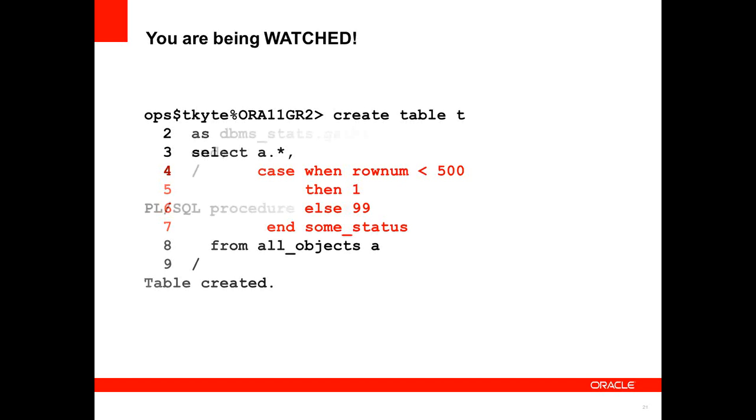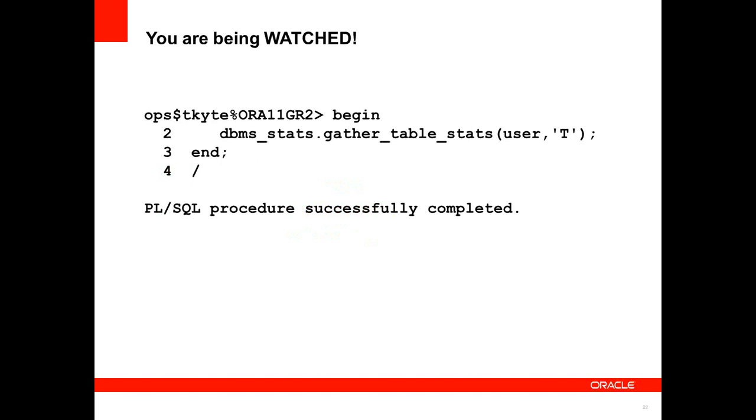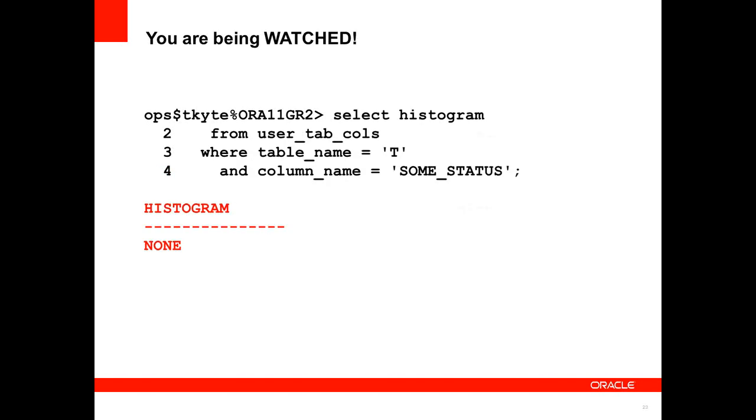Now we'll go ahead and gather stats from this table. And notice I've used all the defaults for method opt, estimate percent, and everything else like that. And we'll go ahead and take a look at the statistics that are available in the table, and we can see that currently there are no histograms. So basically, the only thing the optimizer knows is the number of rows in the table, number of blocks in the table, high value for some status, low value for some status, and maybe number of nulls.